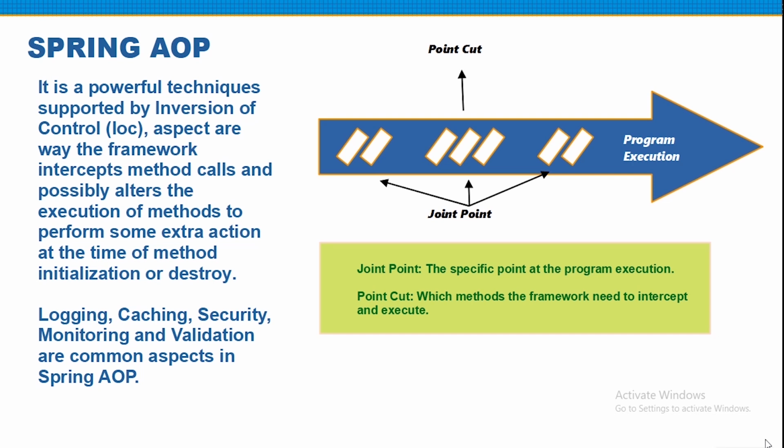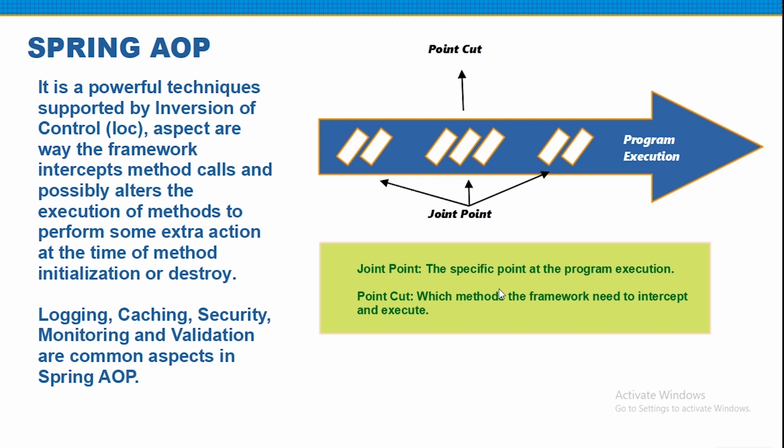It is a powerful technique supported by inversion of control, where the framework intercepts method calls and possibly alters the execution of a method to perform some extra action at the time of method initialization or destroy. Logging, caching, security, monitoring, and validation are common aspects in Spring AOP. Here, as you can see, this represents a program execution. We have the pointcut and a join point.